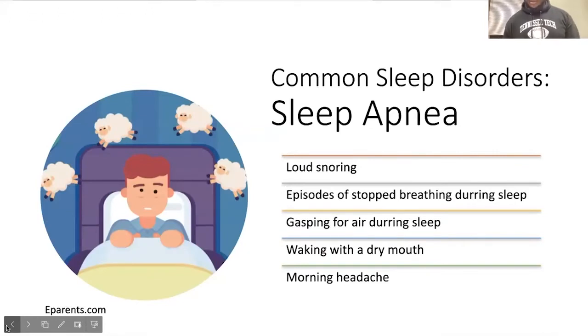You also have sleep apnea. Sleep apnea causes you to snore loudly or wake up with a dry mouth. It could cause you to have morning headaches or gasp for air during sleep.